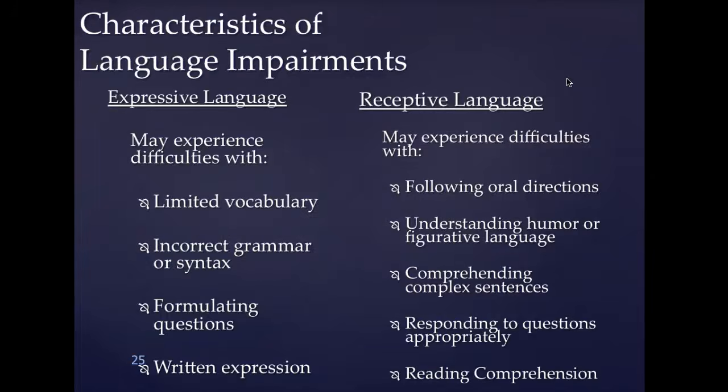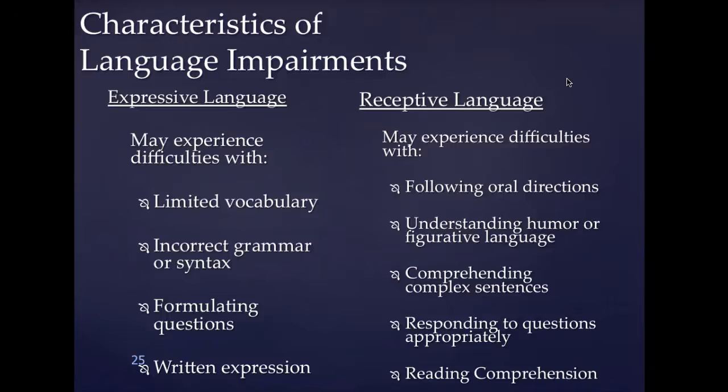Here are again some different characteristics of language impairments. On the left-hand side, you see expressive language. So that's what you're able to express either verbally or not verbally. So it could be through signs, it could be through the use of an augmentative device of some sort. Those can be things like you might have difficulty with limited vocabulary, you might have incorrect grammar or syntax, you might have difficulty formulating questions or written expression.